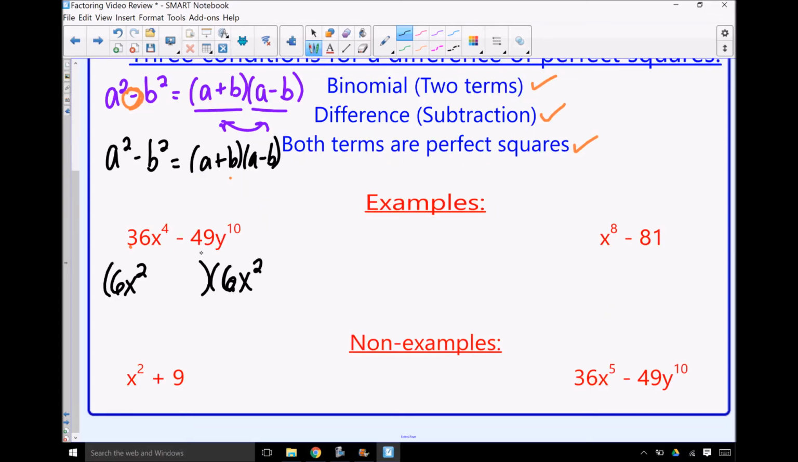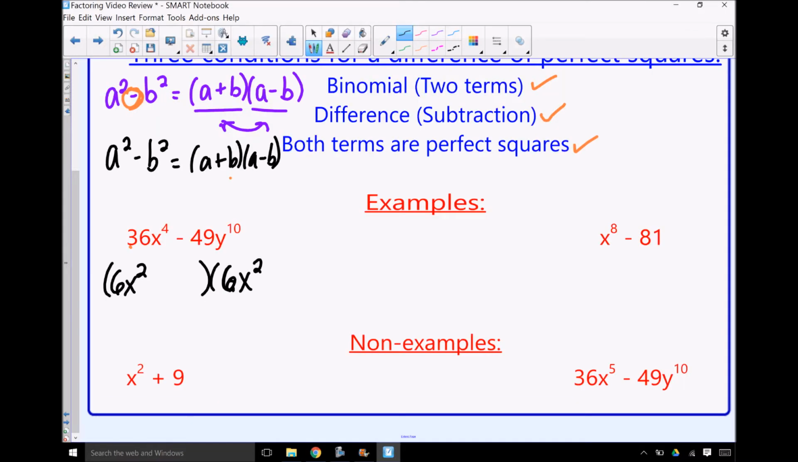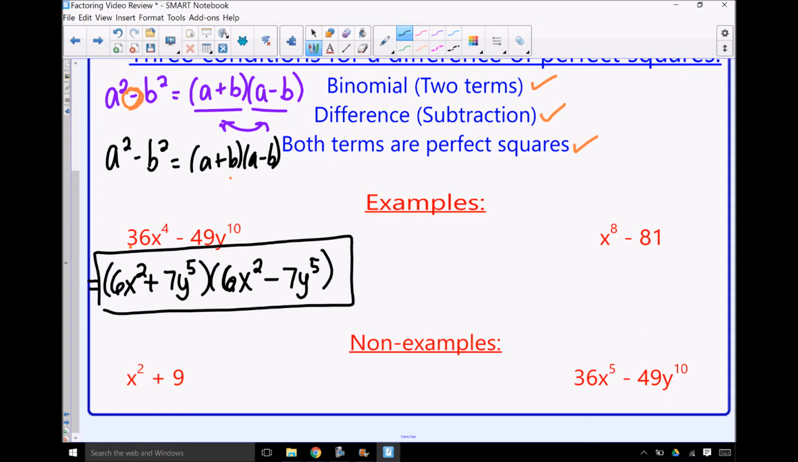And then this last term right here tells me that my final terms, sorry about that, are going to be 7y to the 5th power and then another 7y to the 5th power. One is going to be a plus, one is going to be a minus, and that's my answer right here. So I can circle this and say this is my answer, but I want to confirm that it really works.